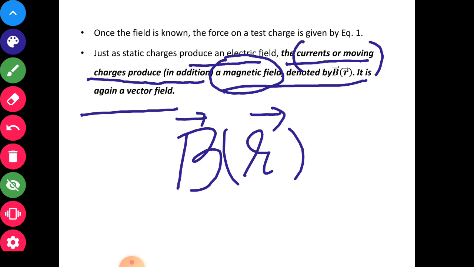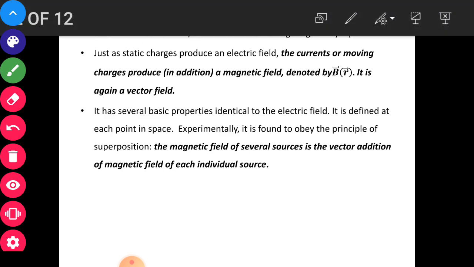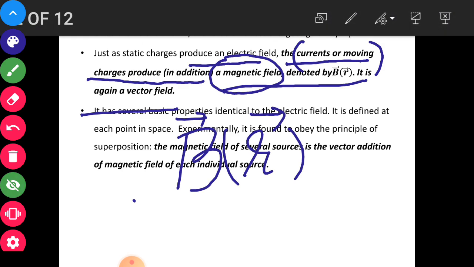Now it has several basic properties identical to the electric field. Magnetic field has similar properties as that of the electric field. It is defined at each point in space. So each and every point in space has its own value of magnetic field. Experimentally, it is found to obey the principle of superposition. The principle of superposition is obeyed by this magnetic field.